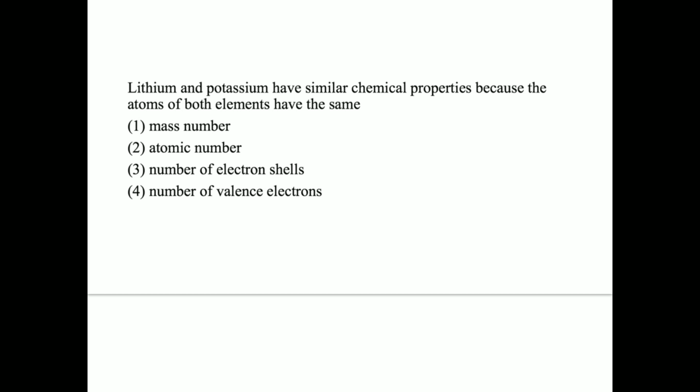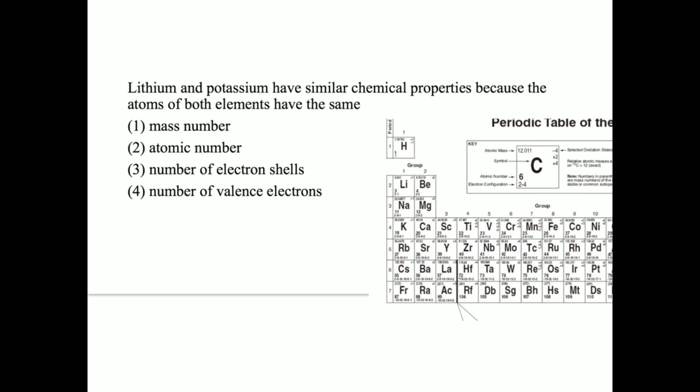Here is a Regents question that asks you to explain why elements lithium and potassium, both found in group 1, have similar chemical properties. Make sure that you don't try and memorize the periodic table. Always look up the data before you decide on your answer. So on our reference table, we see the mass number of lithium is approximately 7, while the mass number of potassium is approximately 39. The atomic number of lithium is 3, while the atomic number of potassium is 19.